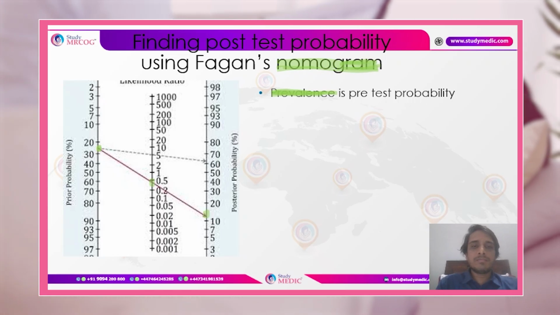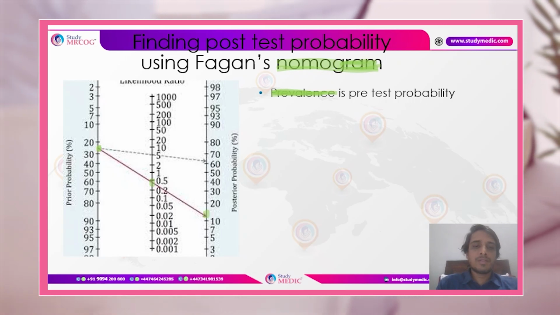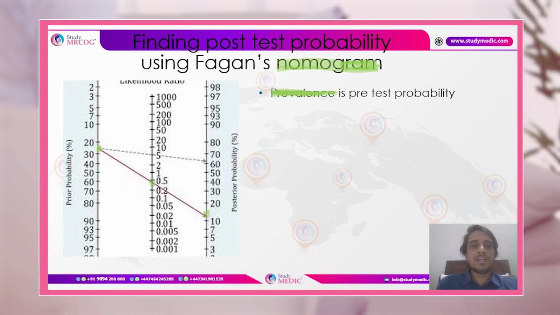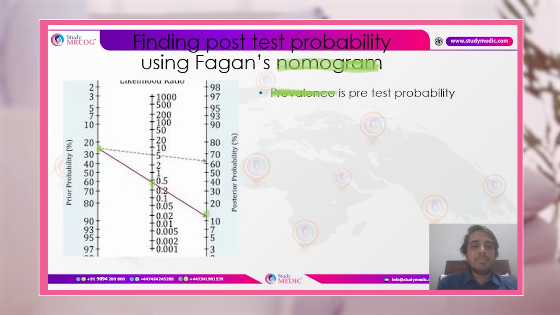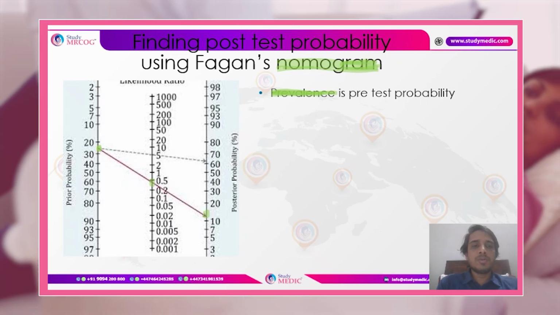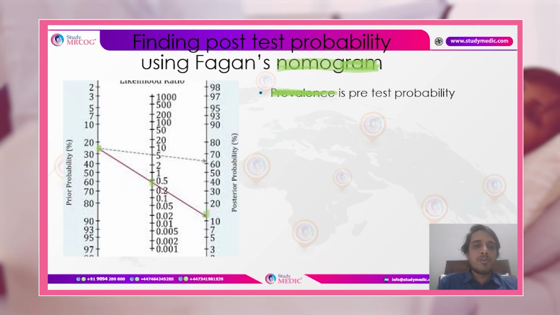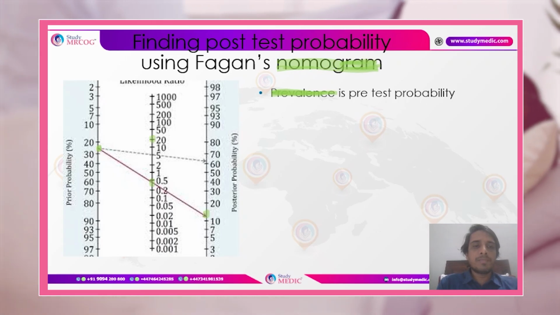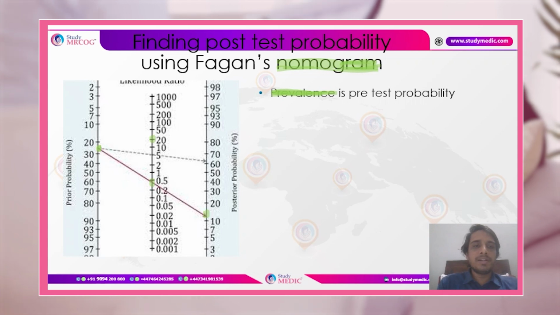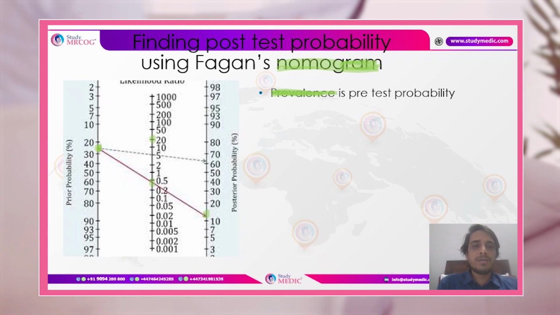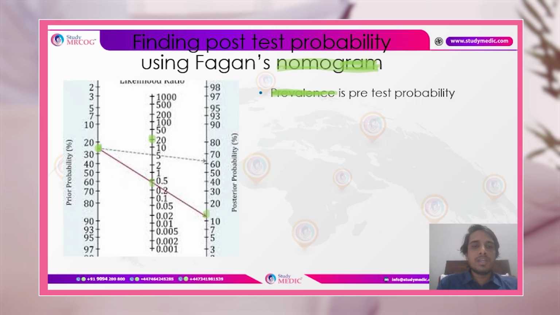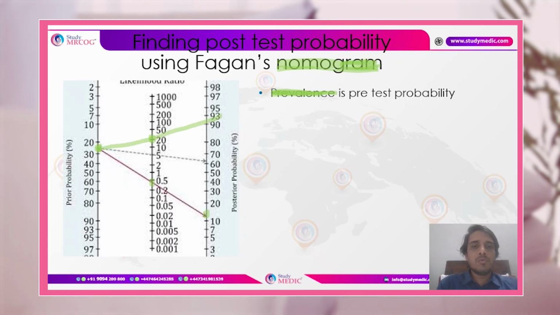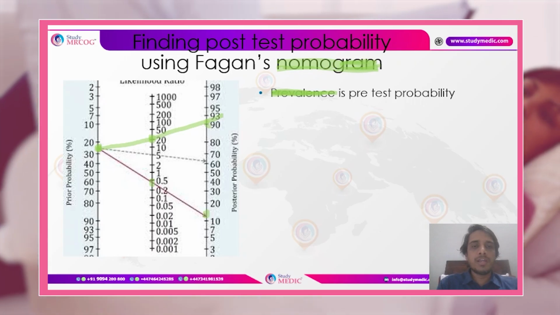So it has increased, it has decreased actually. The post-test probability has decreased. Why has it decreased? Because the likelihood ratio was less. Now, the pre-test probability, the prevalence of the disease, was 25%. The likelihood ratio was 20. Then what will happen? You can extrapolate this and you can see that post-test probability will increase to 90% after conducting the test.